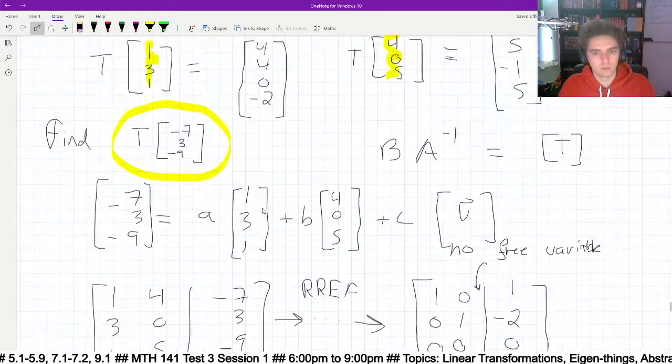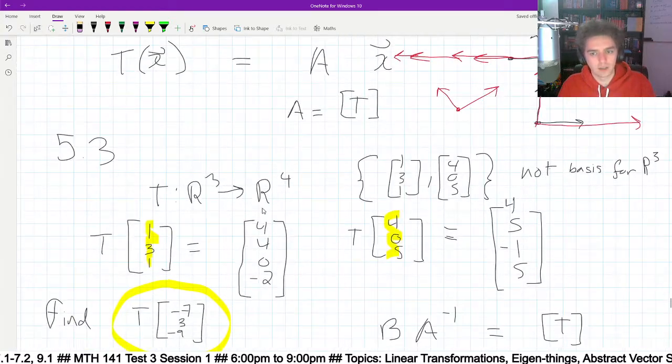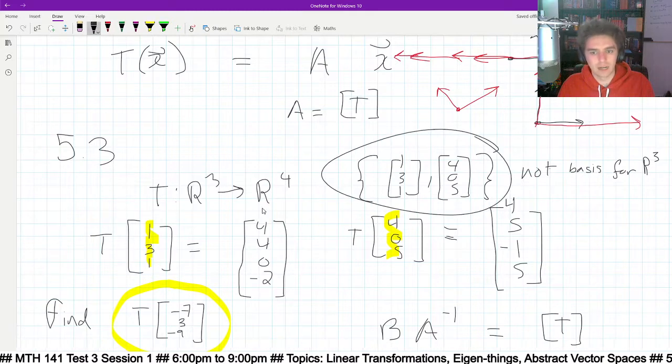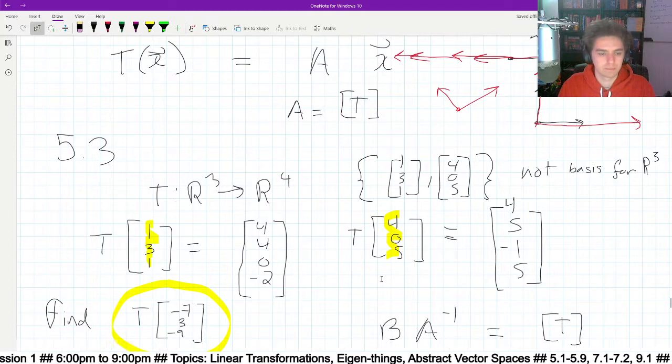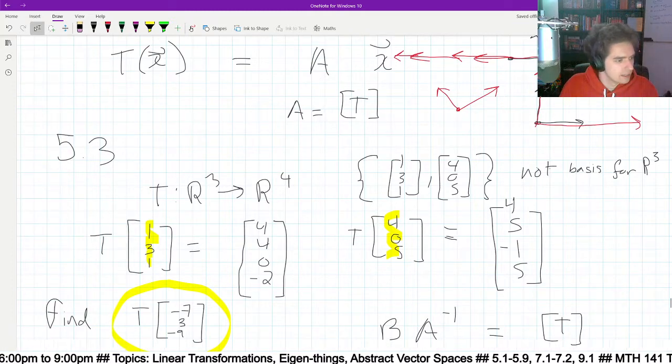Right? Okay, that makes sense. Thank you. Which is why this doesn't span all of R3. This is just describing some plane in R3. Right? Yeah. Okay, I get it. Good. Sounds good. I have a question.